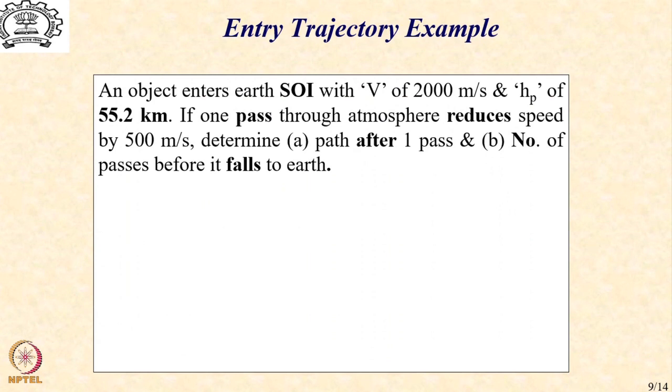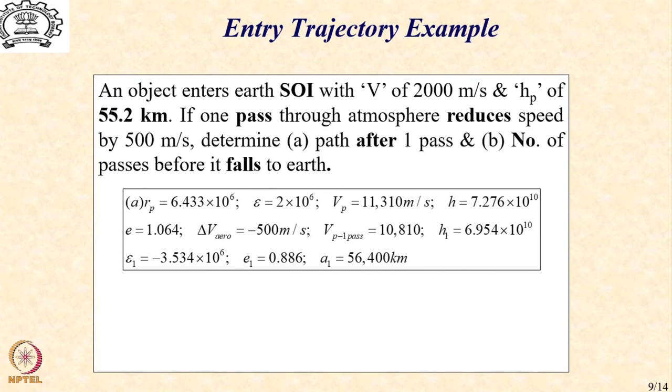Let us try and understand this through a simple example. So let us take the case of an object which is entering Earth's atmosphere. The SOI expands as sphere of influence, which is a common term used to say that the object is now under the influence of the gravitational field of a specific planet, with a velocity of 2000 meters per second and at an altitude of 55.2 kilometers. Now, if after one pass through atmosphere, the speed reduces by 500 meters per second, it's an estimate of the amount of drag and the energy that it dissipates, then determine what happens to the vehicle after one pass and the number of passes before it will fall back to Earth.